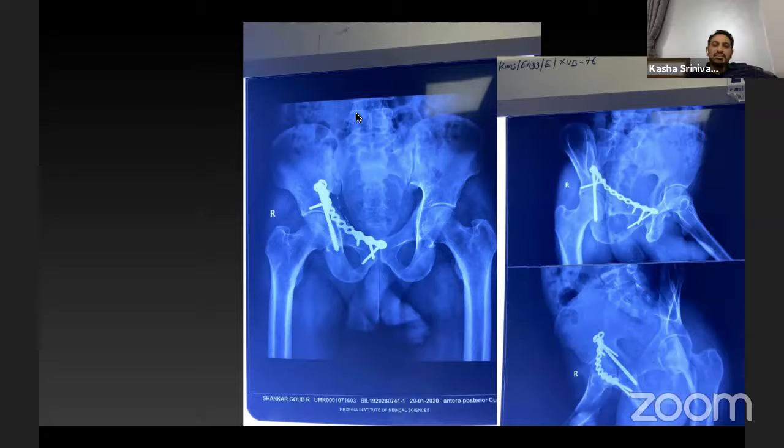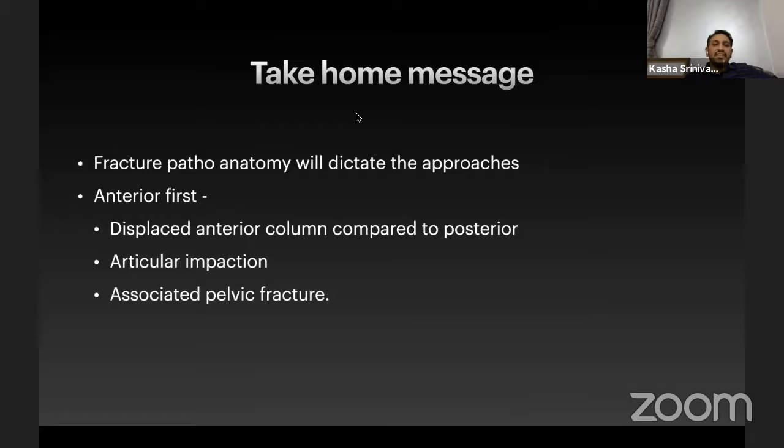like this. So the take home message is that fracture pathoanatomy will dictate the approaches. Anterior first is usually for a displaced anterior column compared to posterior. And in articular impaction and associated pelvic fracture, an anterior first approach is very much needed. And that's what it is. Thank you.